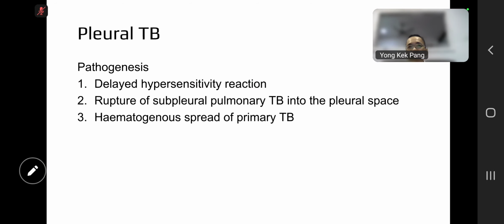All right. What is the pathogenesis? It is said that pleural TB is a form of a delayed hypersensitivity reaction. And occasionally the other cause is due to rupture of subpleural pulmonary TB into the pleural space, or it could be due to hematogenous spread of the primary TB. So it's either directly from the lung or hematogenous spread.